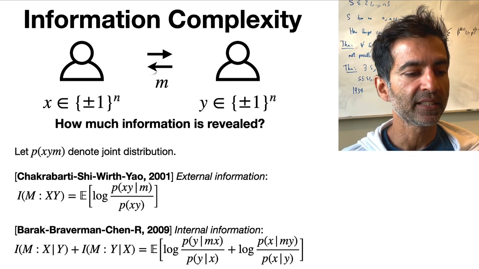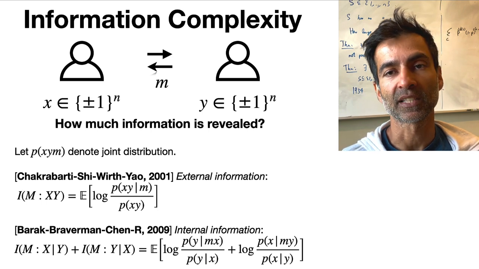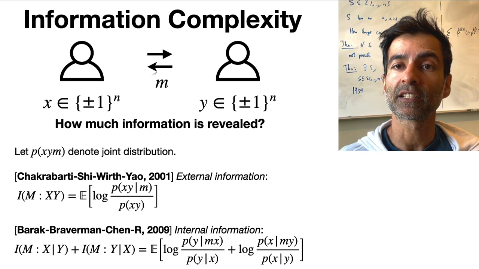Concretely, this quantity is equal to the expectation of this log ratio, the log of P of XY given M divided by P of XY, where the expectation is taken over all triples XYM.